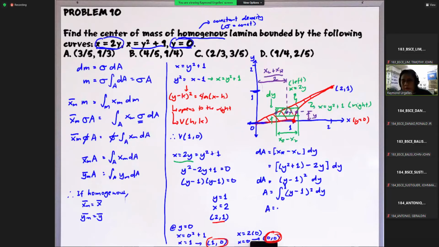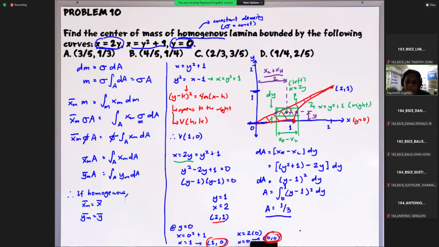Okay? So we have the integral of y minus 1 quantity squared. So this is from 0 to 1. Okay, so you will get that this is 1/3. No? So meron na tayong area.